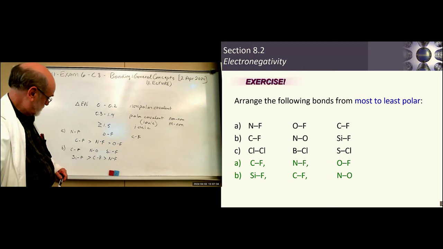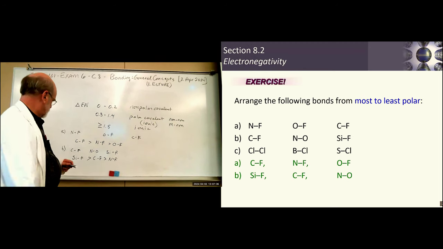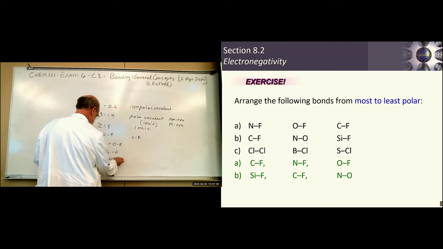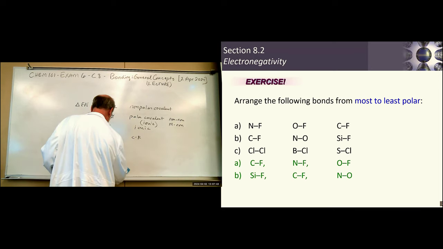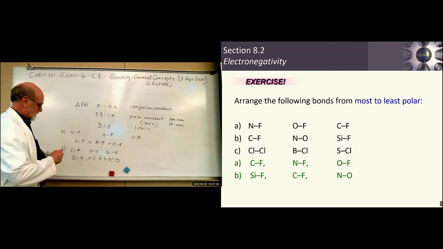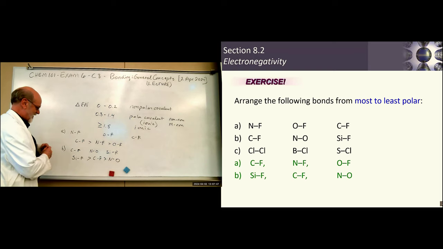See if I got that one right. It's nitrogen plus. Oh, excuse me. Let's see. Is that the same reasoning? Nitrogen, oxygen. Oh, yeah, they're right next door to each other. Okay, there we go. All right, so that was that.